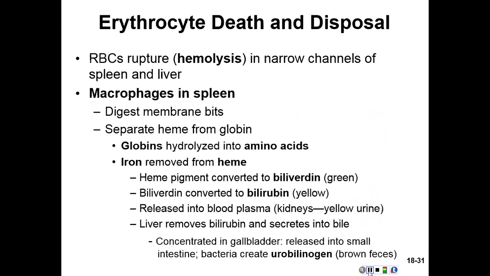Alright, erythrocyte death and disposal, hemolysis, the breakdown of these blood cells. Hemoglobin is broken down by macrophages. It's a mature monocyte. It's digested. Globin is broken down back into amino acids. Iron is removed in the form of heme. It goes into our bile system. Bilirubin is green. Bilirubin is yellow. It can be released back into the blood plasma to the kidneys to form urine and make it yellow. Gallbladder released into the small intestine. Bacteria can convert it to urobilinogen that gives our fecal matter its brown color and its odor.